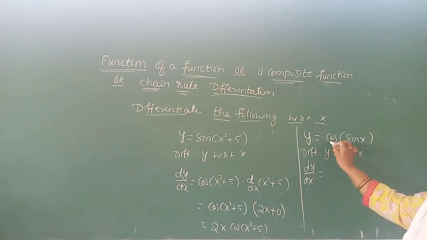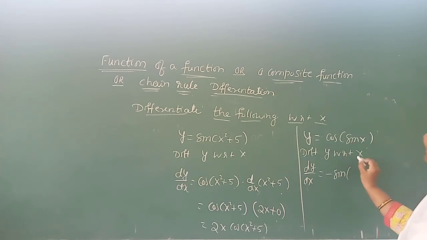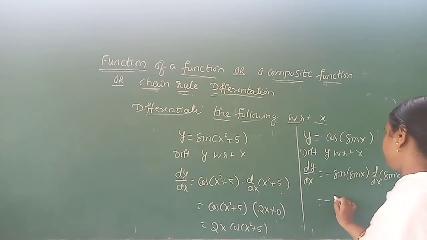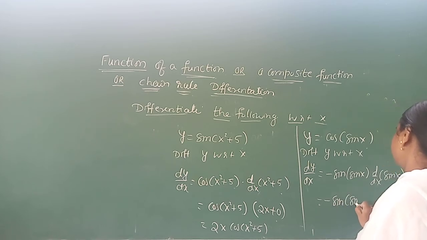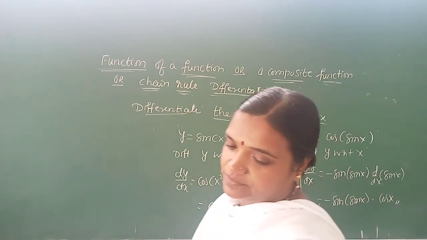Cos differential is minus sin, and the angle we are writing as it is. But this angle is also a variable, therefore we have to write d by dx of the inner side, that is sin x. Therefore we can write this as minus sin of sin x into sin x differentiation. Sin x differentiation is cos x. Okay, just write down the answer.